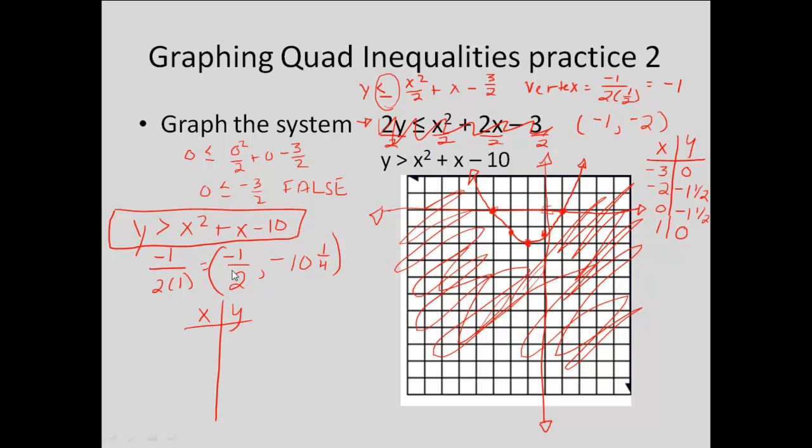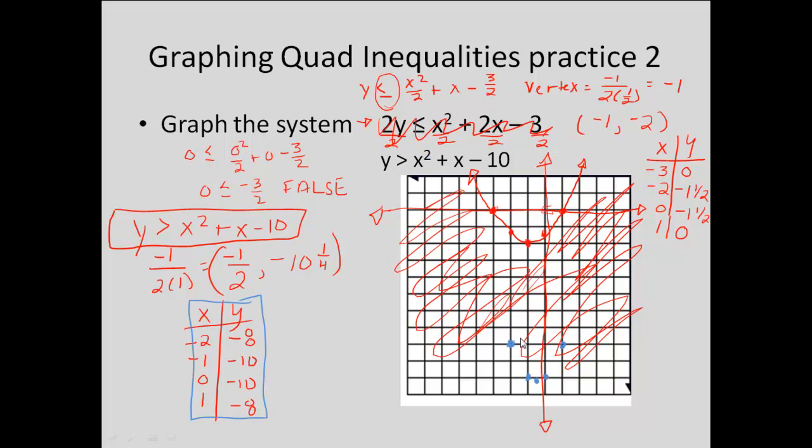Since my vertex is at an x value of -1/2, I need 2 values to the right of it and 2 values to the left of it. So I'm going to pick -2 and -1, and then I'm going to pick 0 and 1. So I've got 2 to the left, 2 to the right. When I plug these x values back into my equation to find their y partners, -2 gives me back a -8, -1 gives me a -10 back, 0 gives me a -10 back, and 1 gives me a -8. So now I can go back to my graph and plot these new points.